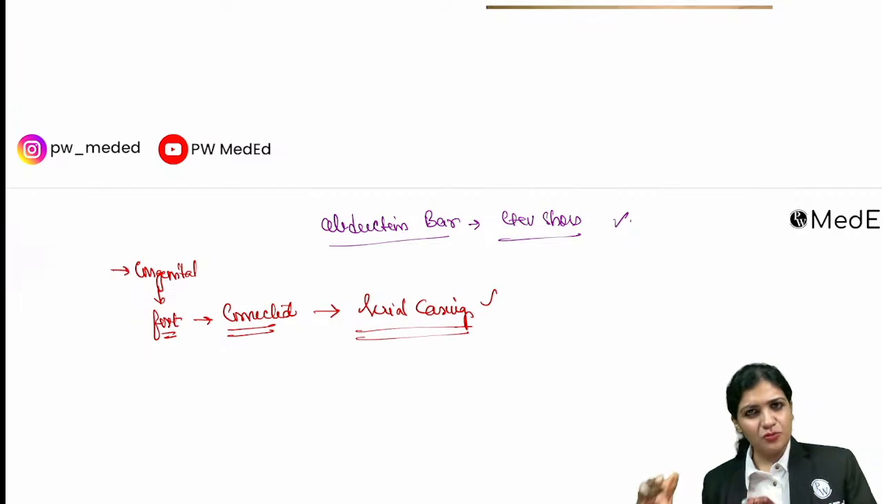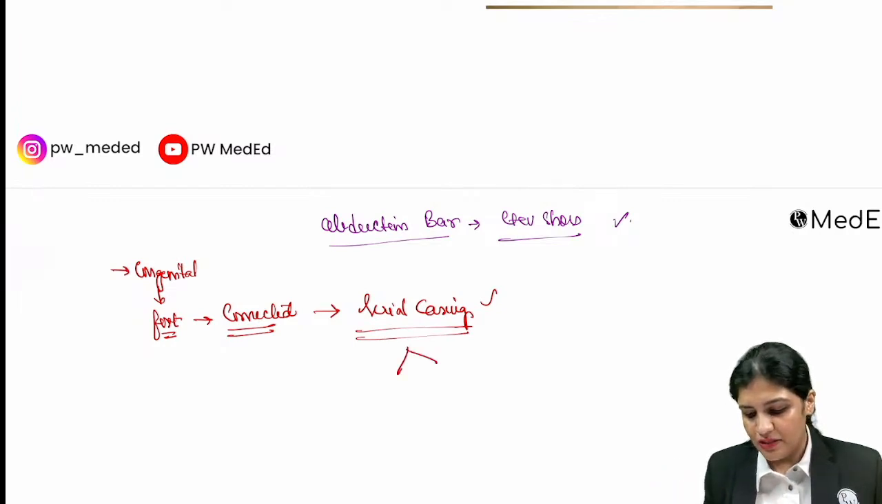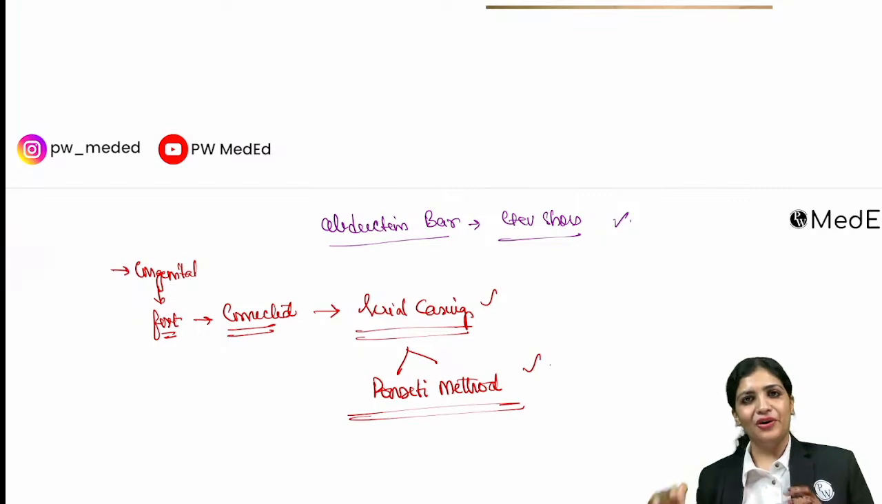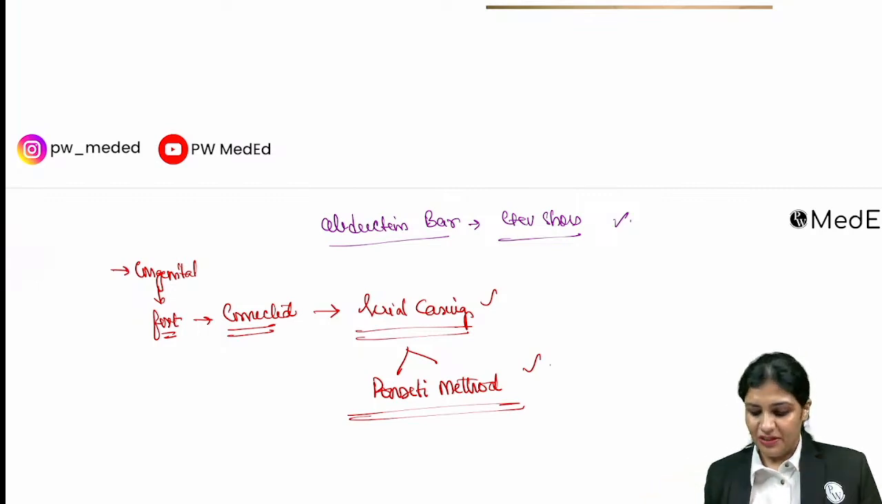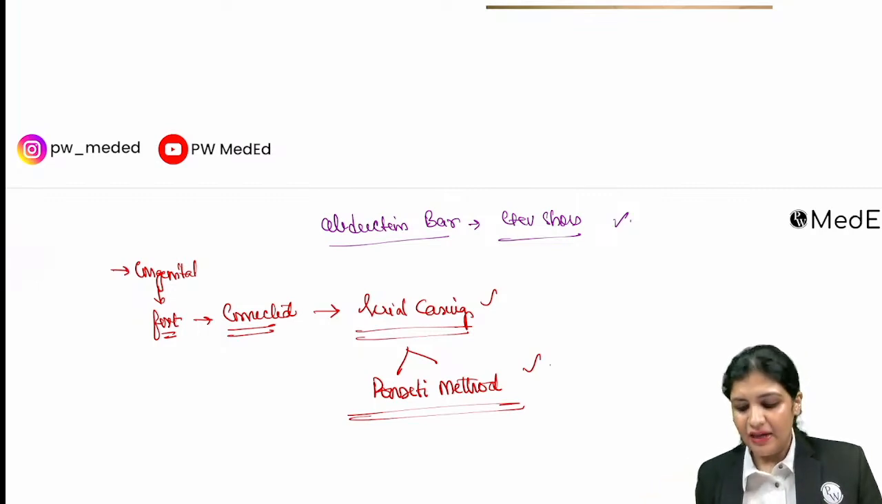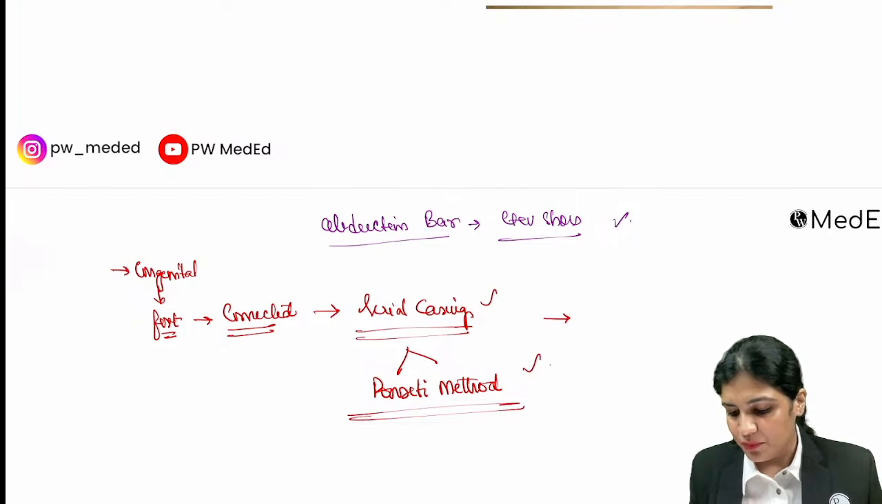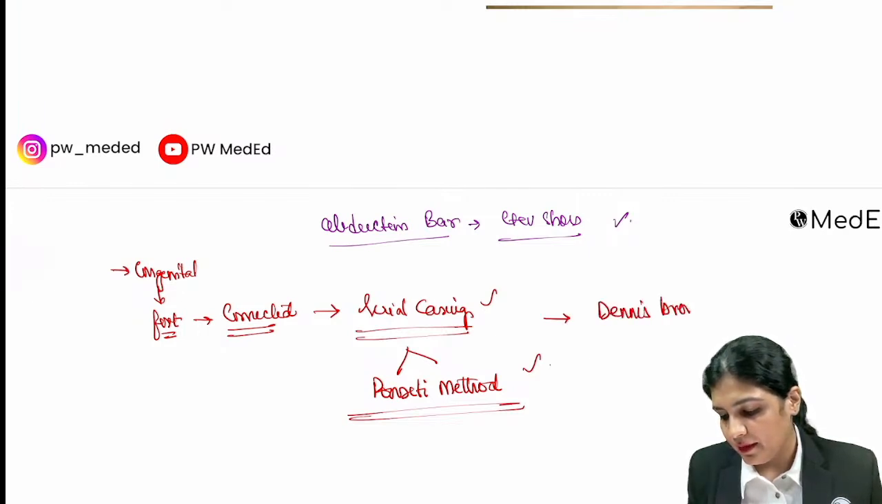So there are various methods by which we correct. What are those two methods? The most important is your Ponseti method. Kite was there, but that is obsolete. Now we are using the Ponseti method, and we are correcting the CTEV. After this correction, after you have achieved that 100% result of your correction, then you put them in this Dennis Brown splint, right?